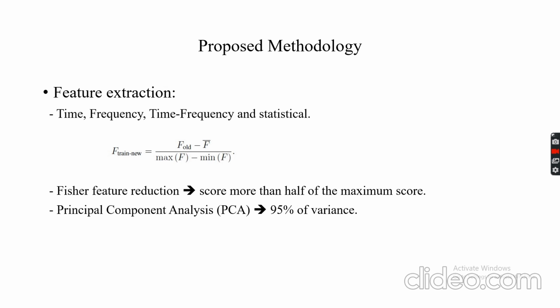The next step is feature extraction. For the aforementioned signals, many features such as time, frequency, and statistical features were extracted. In order to normalize features, the following equation is used. Then the features were reduced using feature score. Those features which had a score of more than half of the highest feature score were kept. Then principal component analysis was done to reduce the dimension of features to 95% of variance.